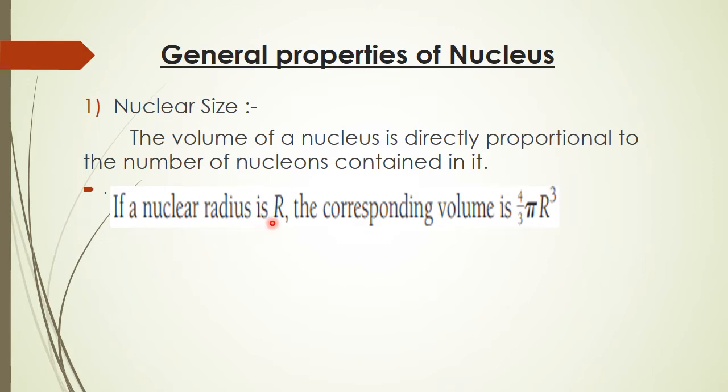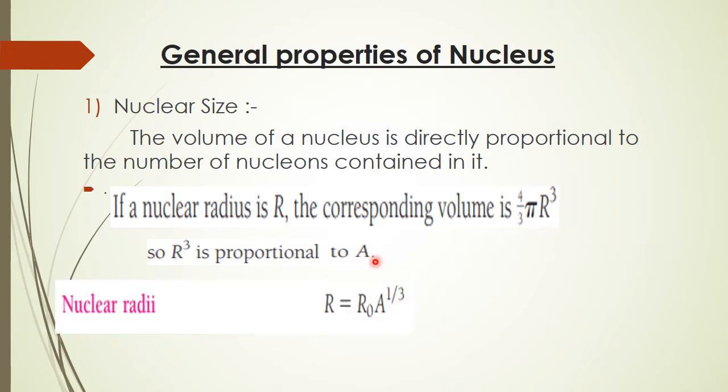If the nuclear radius is r, the corresponding volume is 4/3 πr³. And if the number of nucleons is A, then r³ is proportional to A. Or 4/3 πr³ is proportional to A, or we can write the nuclear radius r is equal to r0 A^(1/3), where r0 is approximately 1.2 × 10^-15 meter, or 1.2 Fermi.